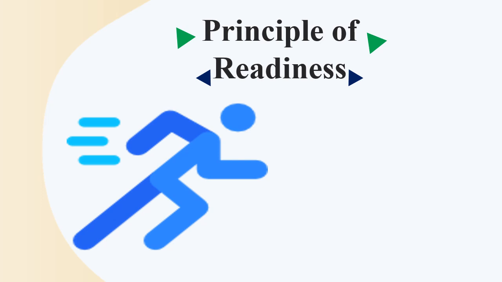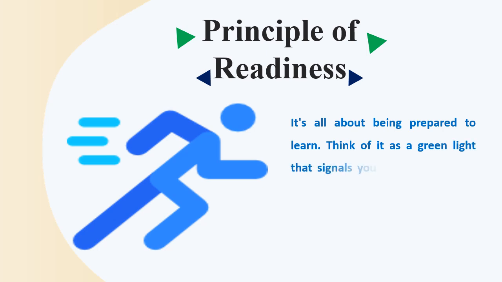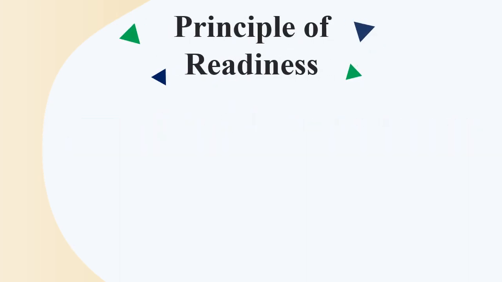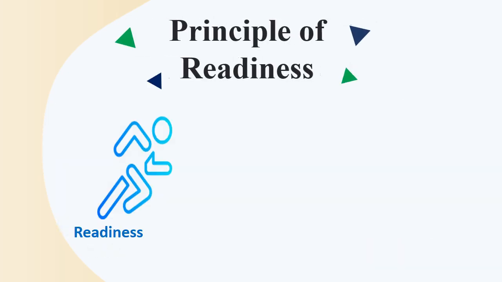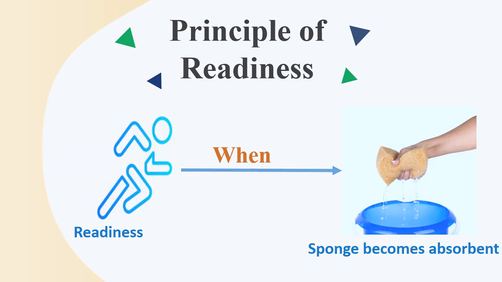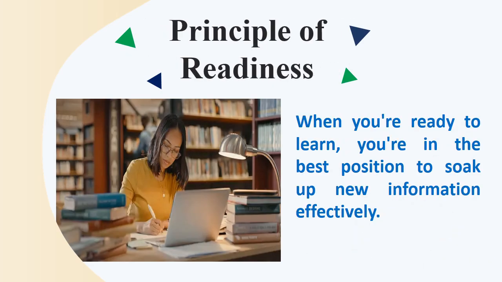Principles of learning: readiness. It's all about being prepared to learn. Think of it as a green light that signals your brain is ready to absorb new knowledge. Imagine, for a moment, that your brain is like a sponge, and readiness is the state in which the sponge is most absorbent. When you're ready to learn, you're in the best position to soak up new information effectively.